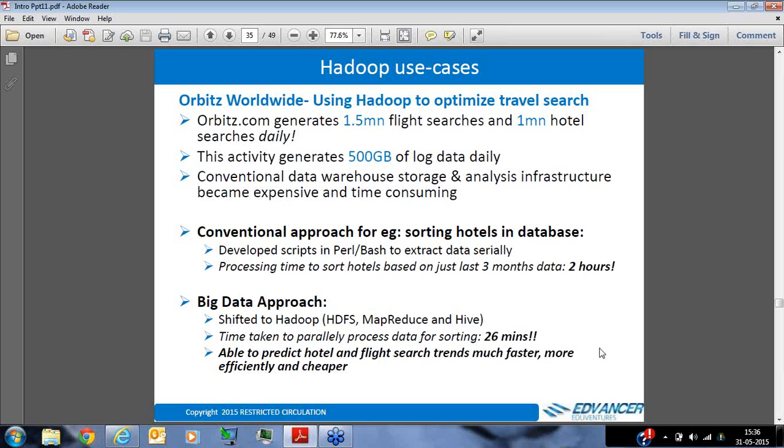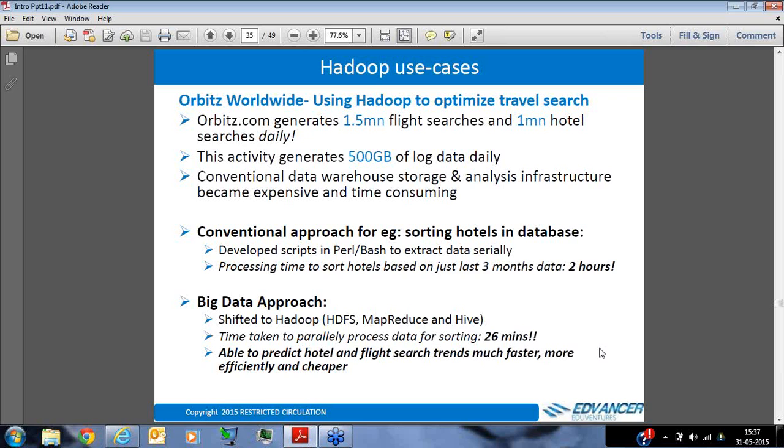The conventional data warehousing, storage, and analysis infrastructure which they had was becoming very time consuming and expensive. What they had done conventionally to, let's say, sort the hotels in their database based on various criteria like rankings, etc., they had developed scripts in Perl and Bash to extract the data serially and to process it and to sort it. Now, the processing time to sort these hotels data based on just the last 3 months was 2 hours. It took them 2 hours just to figure out the sorting of that data every time new searches happened.